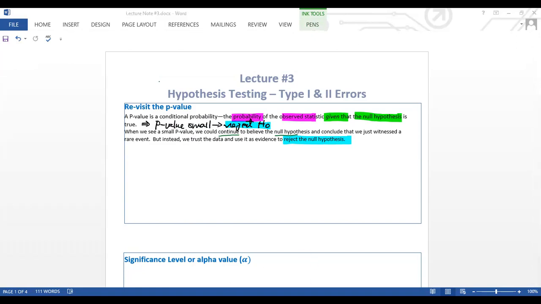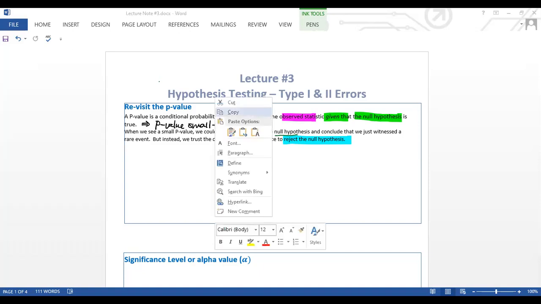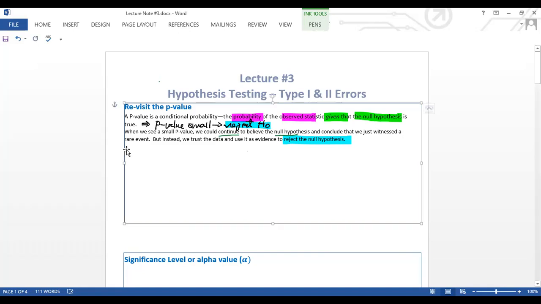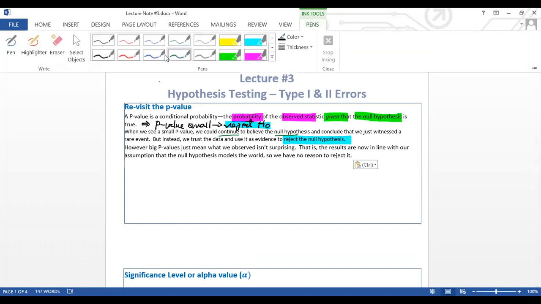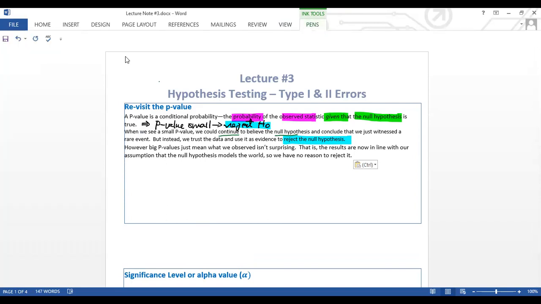And then we also talk about what happens when the p-value is big. However, if you find a big p-value here, what does that mean? That means what you see is not surprising, okay? The results are in line with our assumption, the null hypothesis model, so we have no reason to reject it, right?